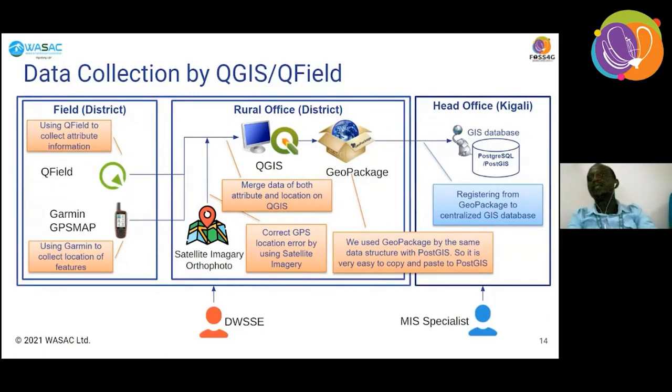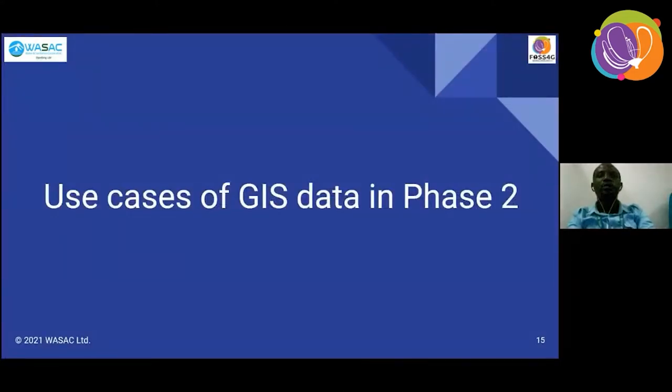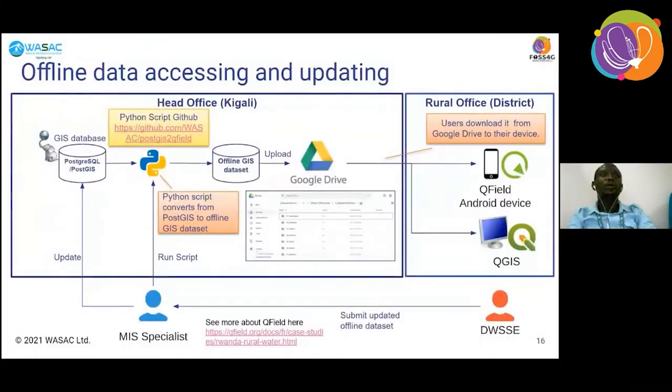Then, as the MIS specialist, they can update the central geodatabase. In this case of GIS data in phase two, here we have offline data accessing and updating. You see this URL; you can copy it so that you can know how our workflow is. As I said, we send through Google Drive, they update it, then they send it back to the MIS specialist so that it can also be updated in the central geodatabase.